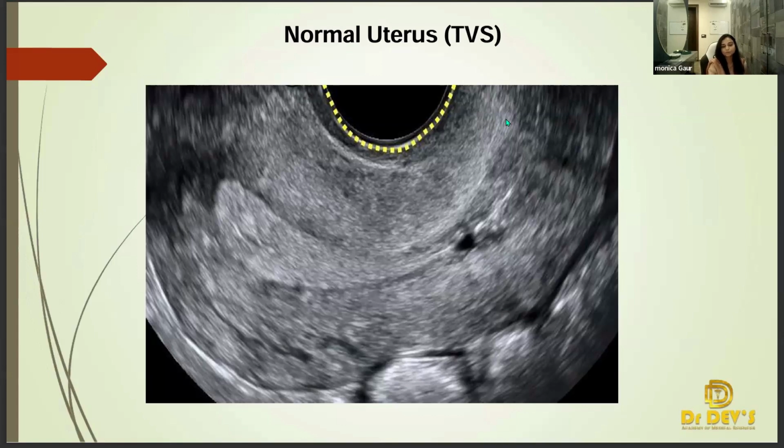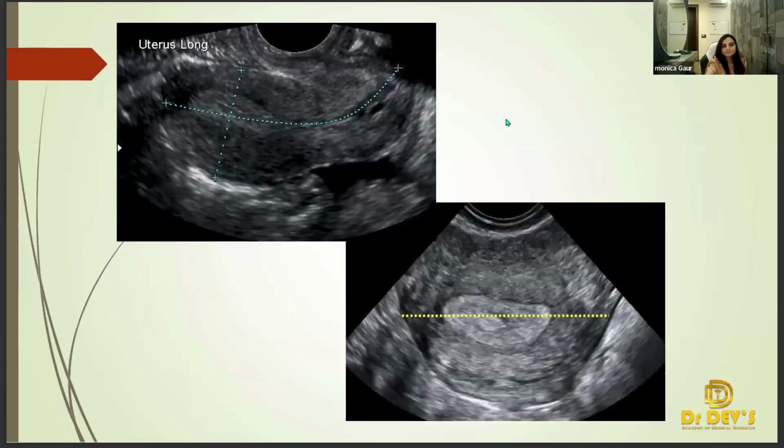This is the longitudinal view, a normal uterus in longitudinal view in transvaginal scan. This is the longitudinal view and this is the transverse view, both in TVS. See, get your eyes used to the image.